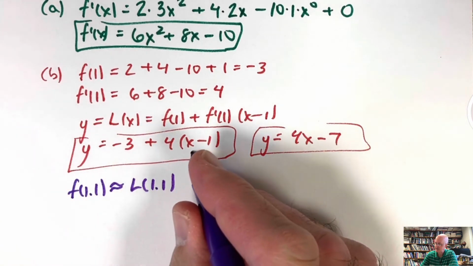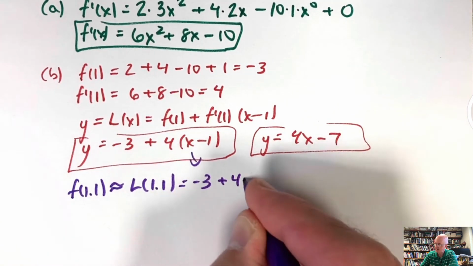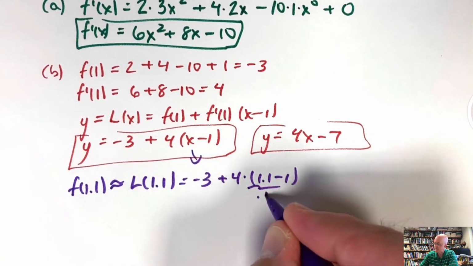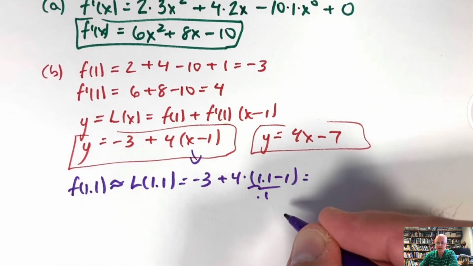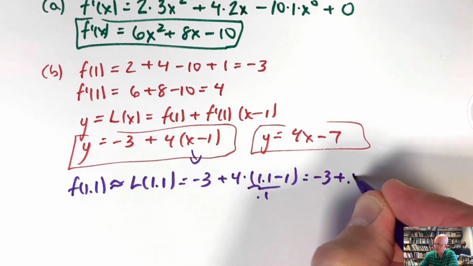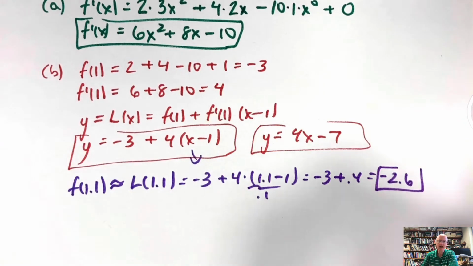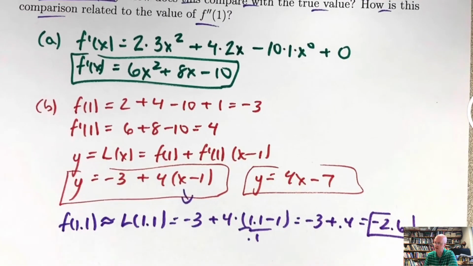It's again easiest to use this form. That's negative 3 plus 4 times 1.1 minus 1. That's a 0.1. This is a calculation you can do in your head. 4 times 0.1 is 0.4. We get negative 3 plus 0.4. This is negative 2.6. How does that compare with the true value? Is it bigger or smaller?